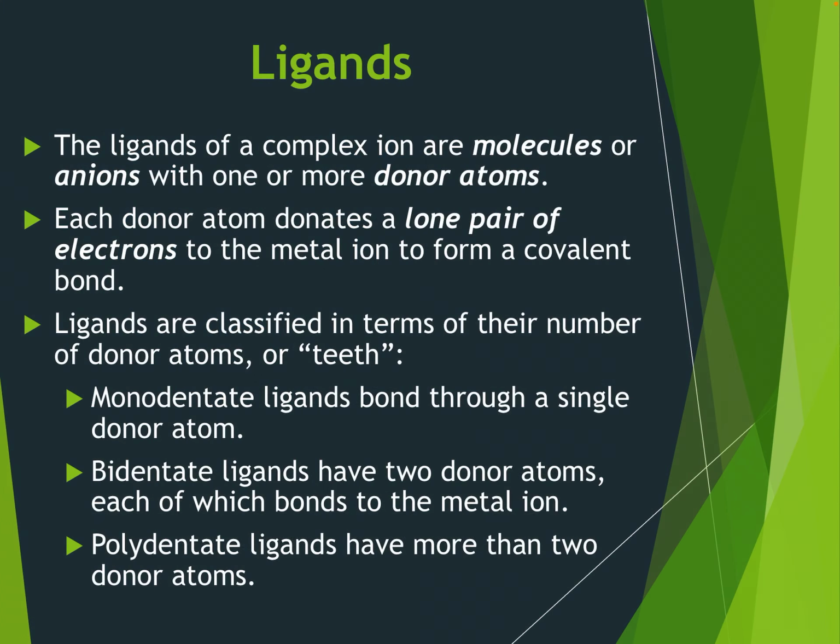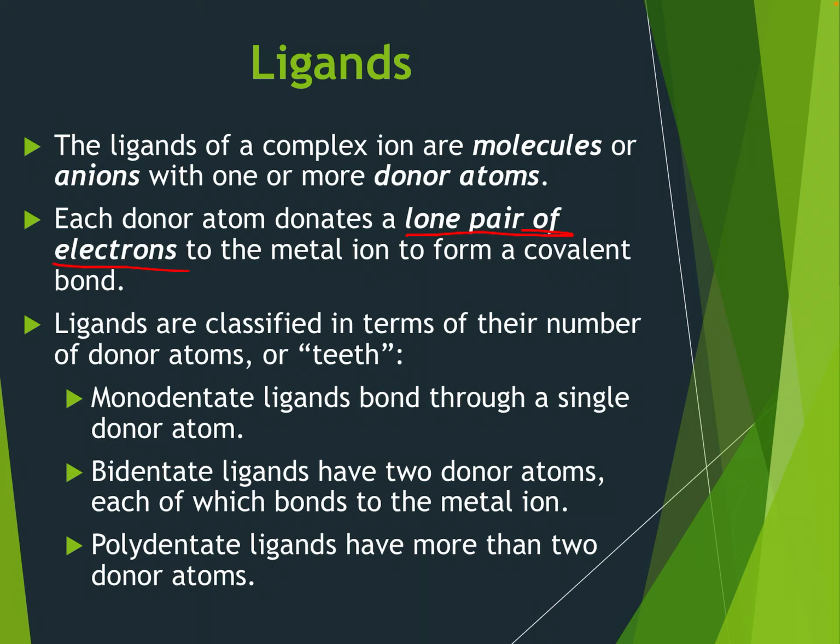So let's talk about the ligands. So ligands can be molecules or anions, ions that are negatively charged, but what they have to have is 1 or more donor atoms. So they need to have an atom that has a lone pair of electrons. Oftentimes this is going to be something like an oxygen or a nitrogen. Those are the ones that are really common. Because they have that lone pair, they tend to be pretty electronegative, and they can donate electrons to that metal ion to form a covalent bond.